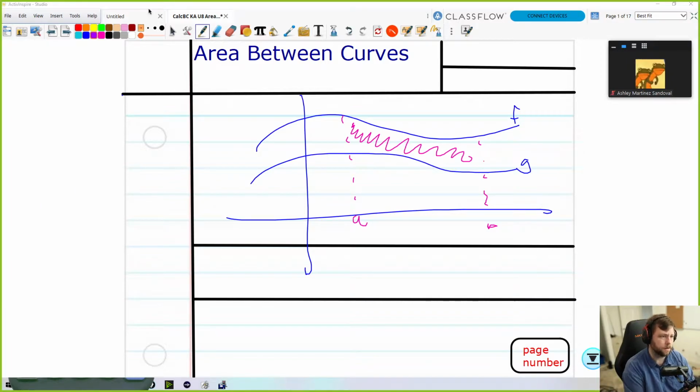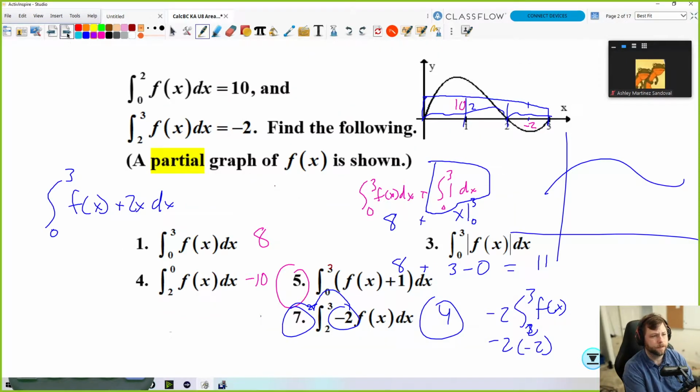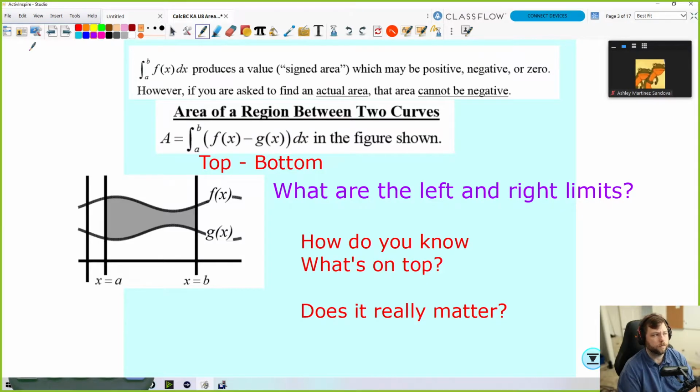Area between two curves. Let's go. Warm up. So this is from the textbook. The idea between two curves is you have an f and g, one's on top and one's on bottom. The area under a curve is usually the definite integral, right? Integrate f of x from a to b. That gives you the area under the curve.